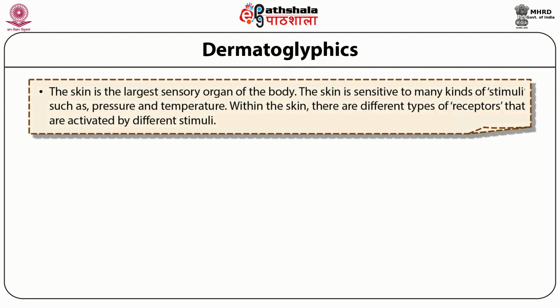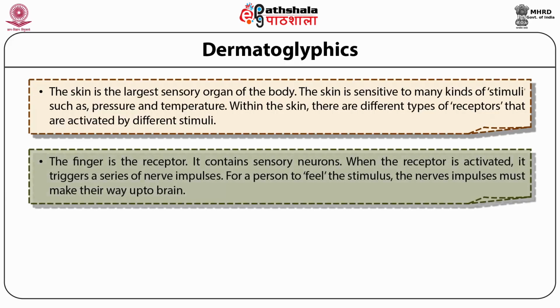The skin is the largest sensory organ of the body. The skin is sensitive to many kinds of stimuli, such as pressure and temperature. Within the skin, there are different types of receptors that are activated by different stimuli. The finger has receptors containing sensory neurons. When a receptor is activated, it triggers a series of nerve impulses.